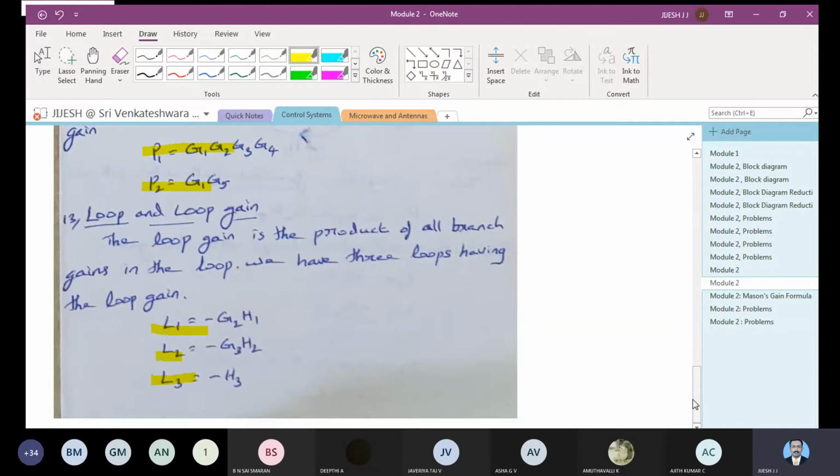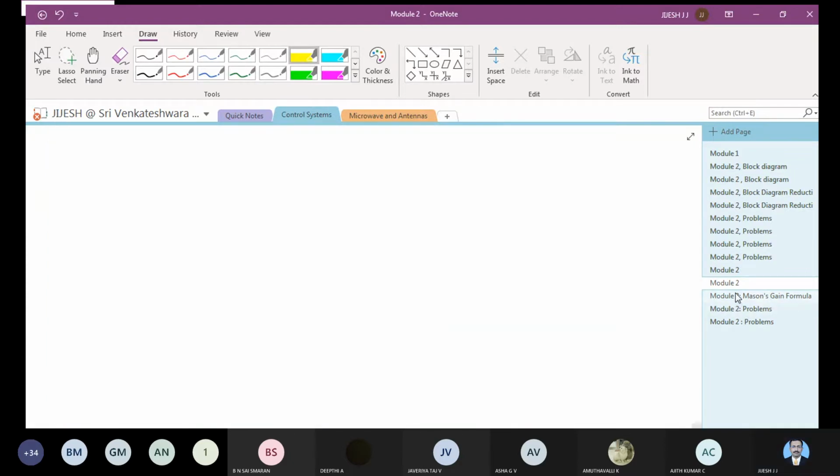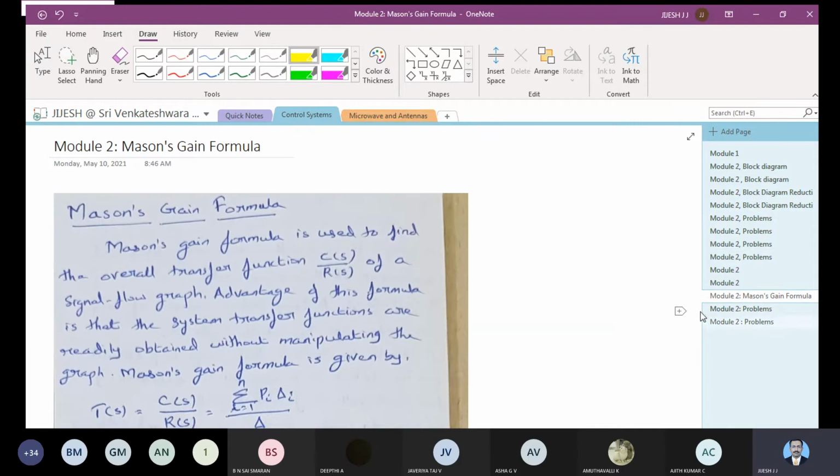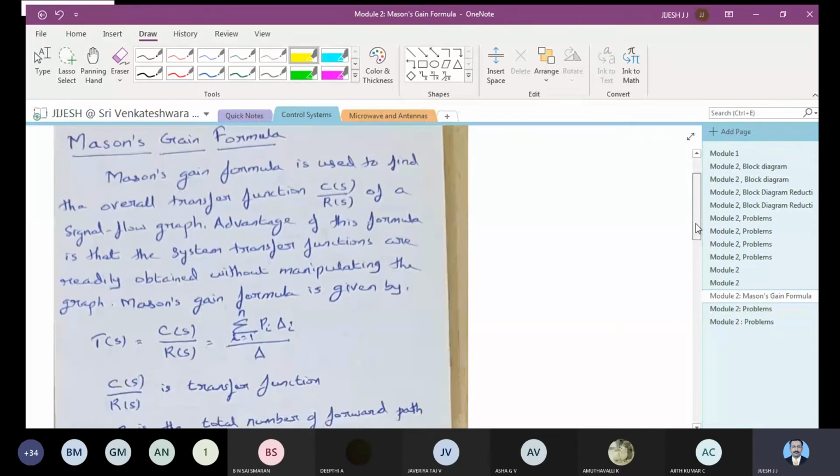What is forward path, forward path gain and loop gain: you should understand this carefully. So let us move on further. Here we have studied all the terminologies. Now we will study how to solve the problems in this. So we are going to see Mason's gain formula to understand what it is actually.